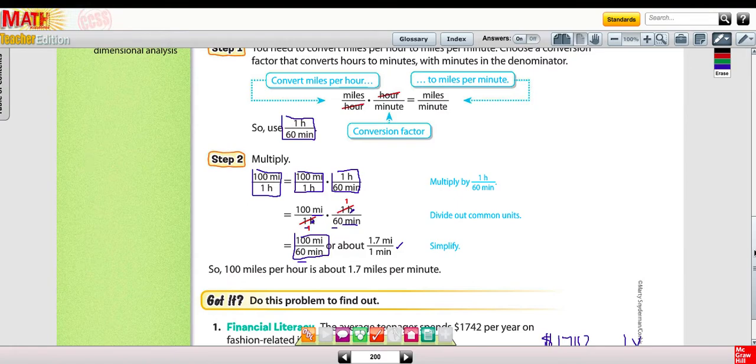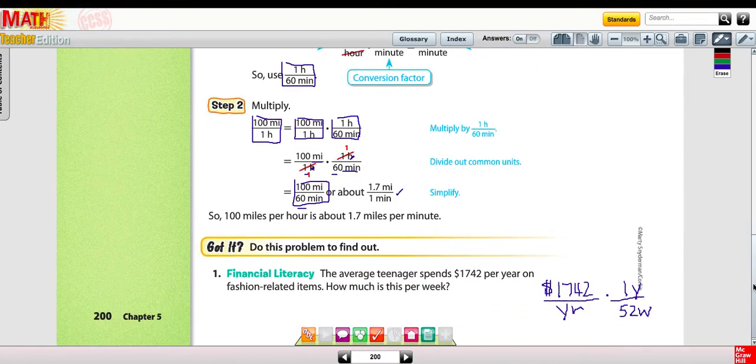So let's go down to the example at the bottom here. Please write this in your notebook. I've set up the problem for you here by starting with $1,742 and then per year, so that's your first one. And then we are going to find out how much is this per week. Well, the conversion factor that you need to know is right here. 1 year is 52 weeks. If you didn't know that, go ahead and make a mental note of that. That's something you should know.